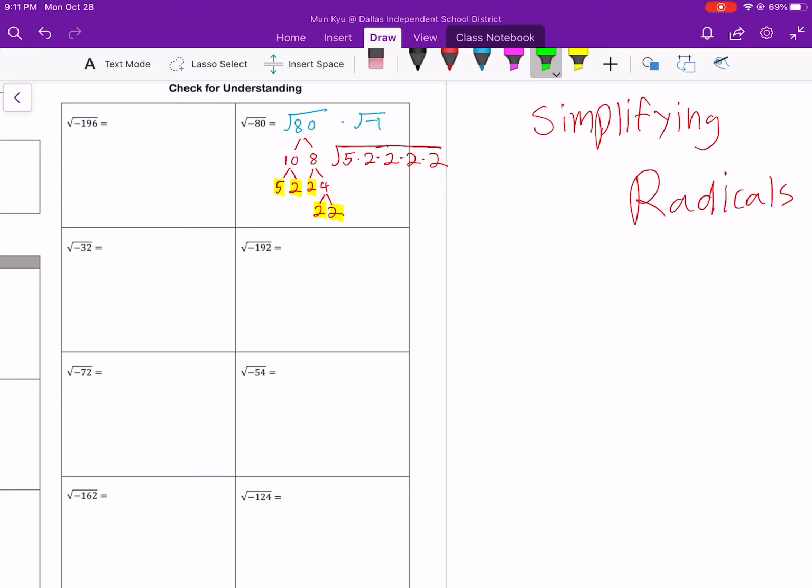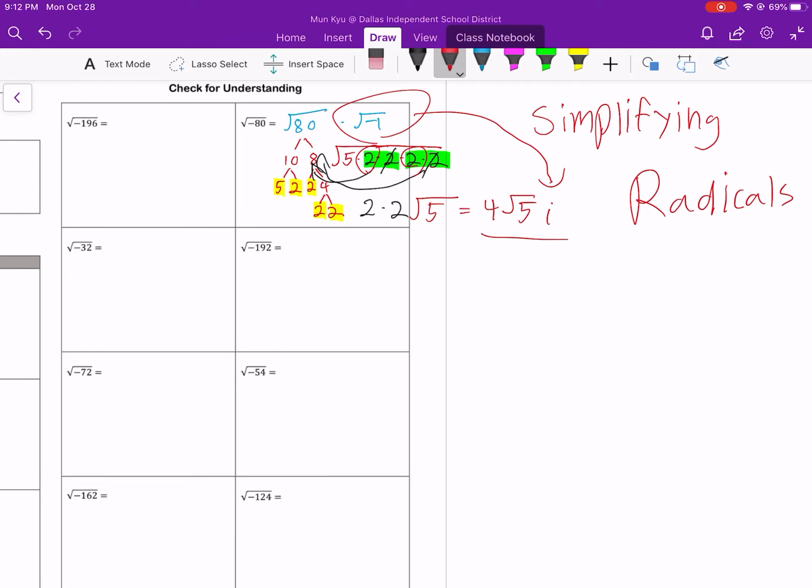So here, which ones can we take out? This and this. So you can take it outside. Again, one of them will disappear. So we have 2 times 2 because we took out this one and this one. And inside, we still have 5 left over, which is 2 times 2, 4, square root of 5. And again, let's not forget about the i. That was easy.